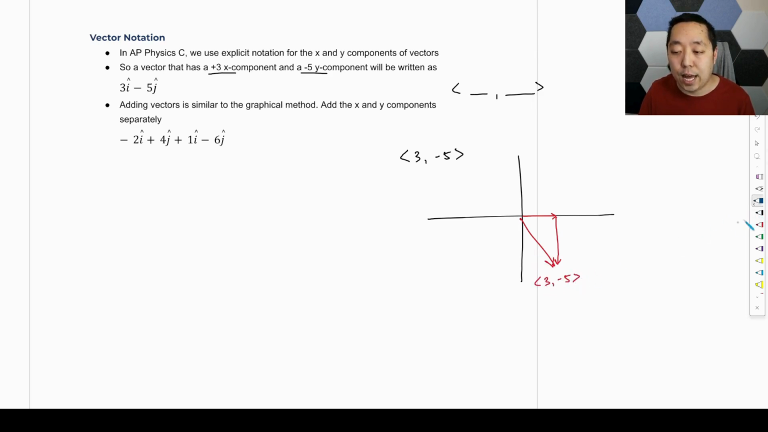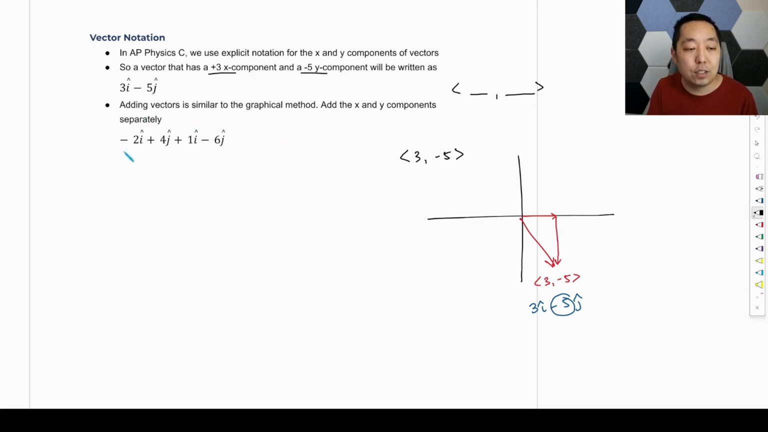Instead, they would write that using i hat, j hat notation. It's 3i hat minus 5j hat. The coefficient in front of the i hat is the x component. The coefficient in front of the j hat is the y component. One of the reasons we use this notation, the one advantage, is that you can use your normal algebra techniques to add them up.